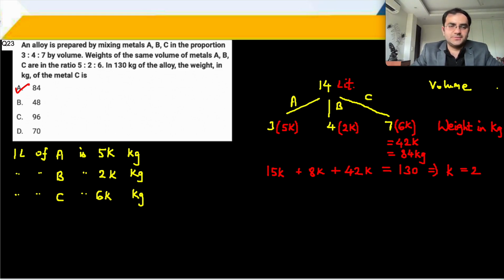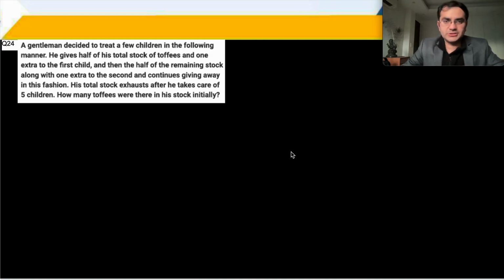Nice question. Standard linear equations question where toffees are being given to the children. He gives half of total plus 1, then half of total plus 1, half of total plus 1. His stock exhausts after taking care of 5 children. This is solved using the bottoms up method. Okay? So let's say that he has a toffees left after giving to the 4th child. What does he give to the 5th child? 5th child को क्या देगा? He will give half plus 1, a by 2 plus 1.